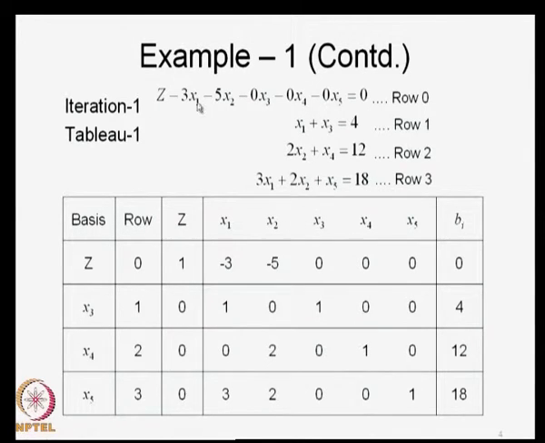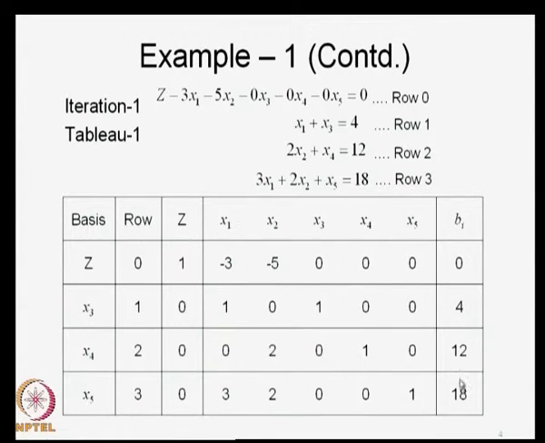Then x2 similarly, in row 0 it is -5, in row 1 it is 0, in row 2 it is 2, and in row 3 it is 2, and so on. You write all of these, and x3, x4, x5 being the slack variables will have a coefficient of 1 exactly in one of the rows, and in all other rows they will have coefficients of zeros.